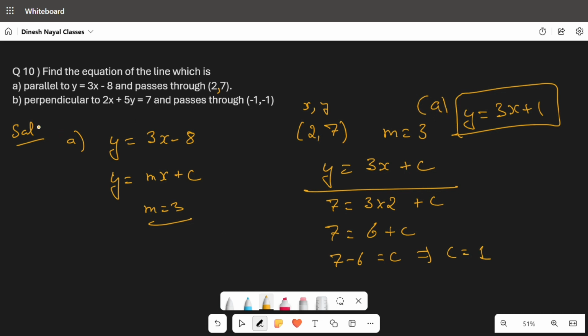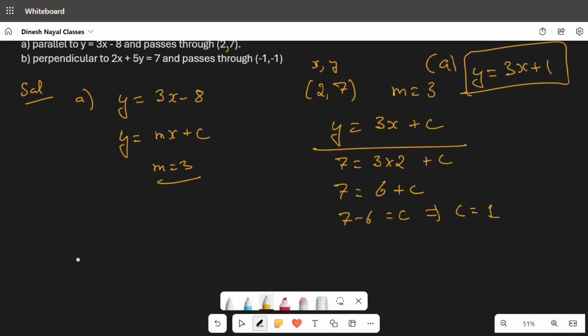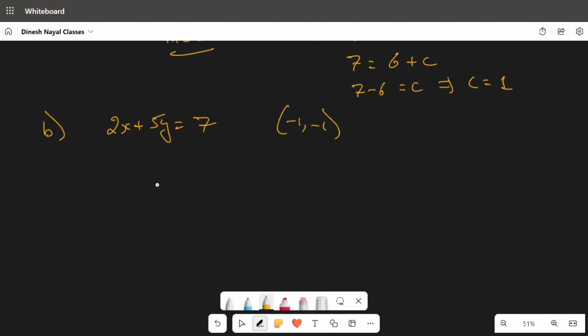Now B. Perpendicular to 2x plus 5y equals 7, and it passes through (-1, -1). Now we can solve this. We can convert this equation to the gradient-intercept form, making y the subject of the formula. So 5y equals, taking 2x to the right-hand side, negative 2x plus 7. Dividing throughout by 5, y will be minus 2 by 5 x plus 7 by 5.